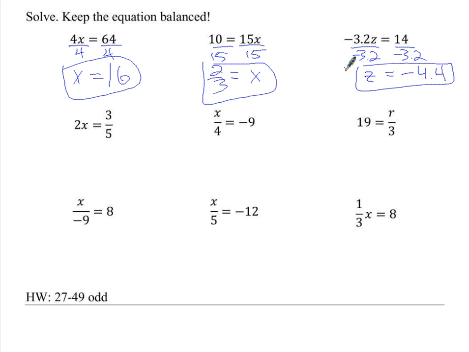I think you guys think I'm joking about this negative sign thing, but every time I ask you to tell me something, you don't give me the negative sign. You have to pay attention to those. I am not joking. Next, 2x equals 3/5. What do I do to get x by itself?